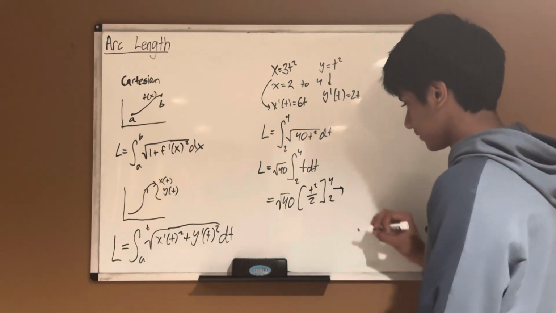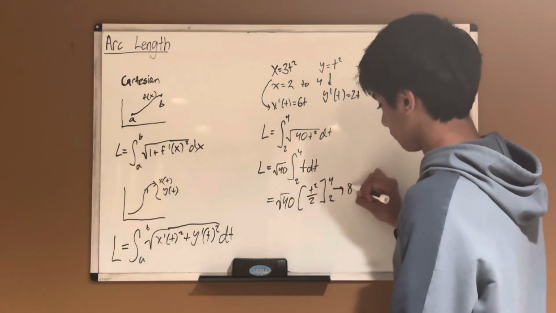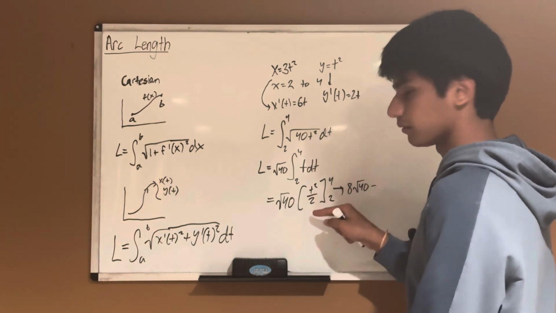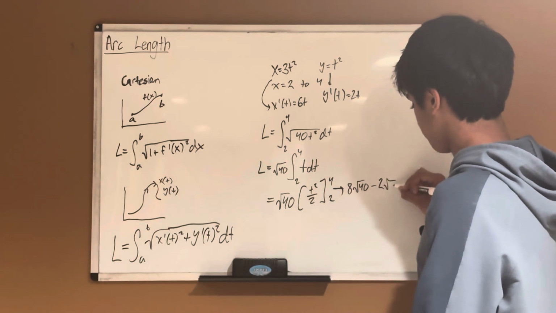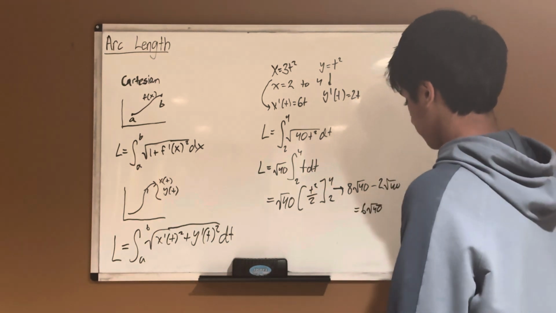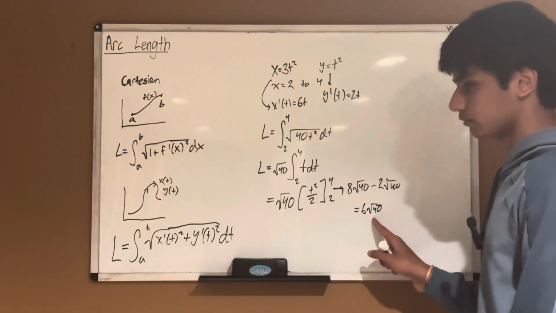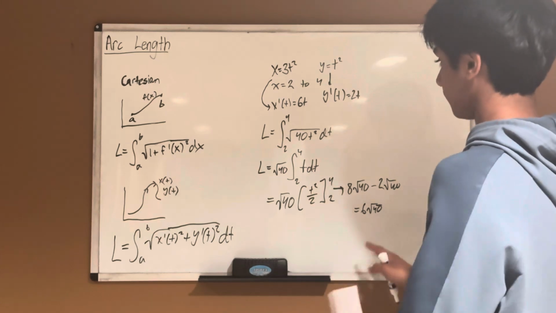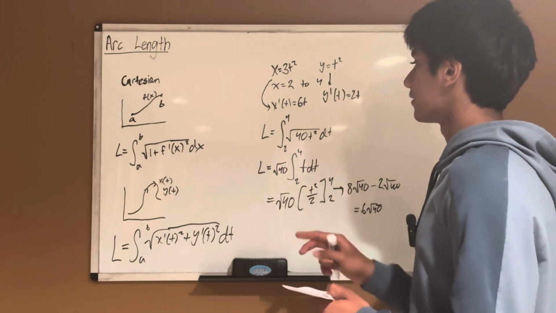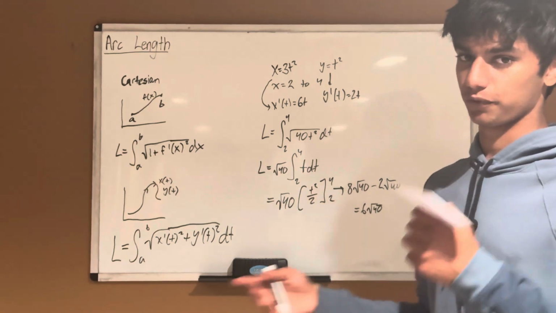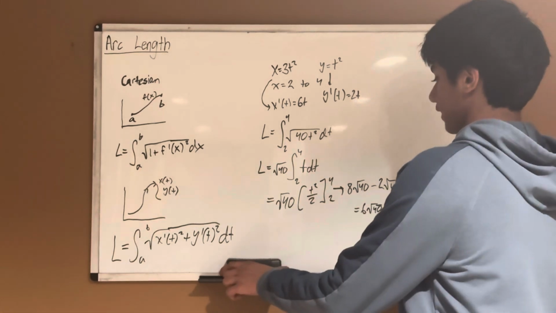What we get from this is 16 divided by 2 is 8 square root of 40, minus 2 squared is 4 divided by 2 is 2 square root of 40, which is equal to 6 square root of 40 as our final answer. And of course, we could simplify the square root more, but that's fine. So again, the process is we take the derivatives, plug them into the formula, and then evaluate for the arc length. Let's try out another problem.